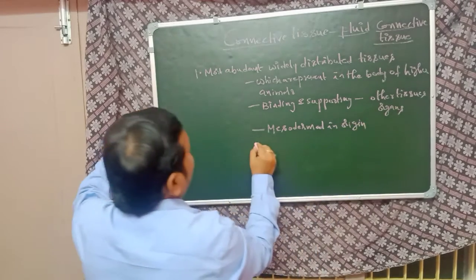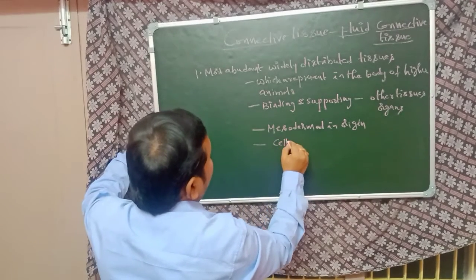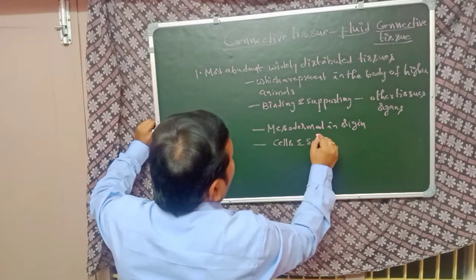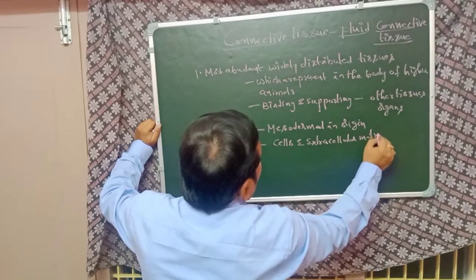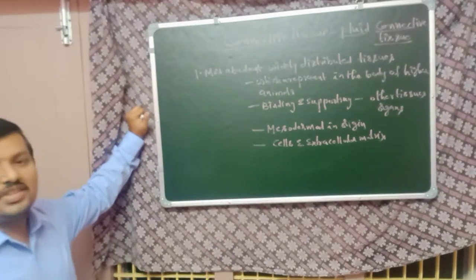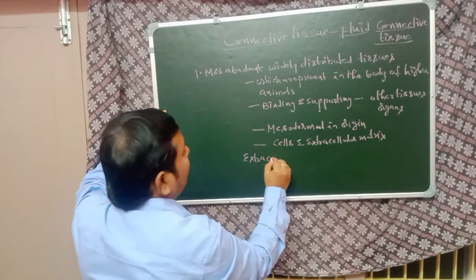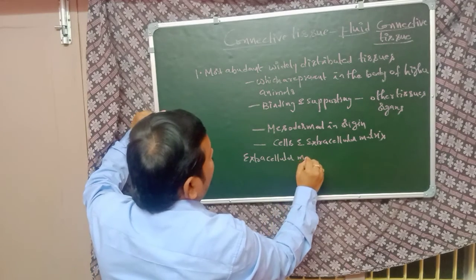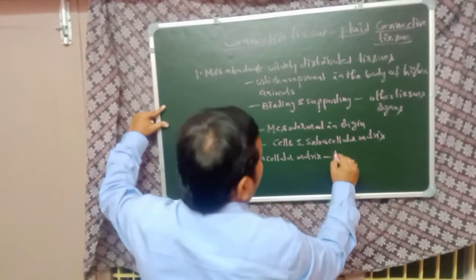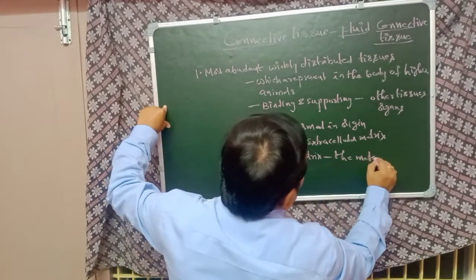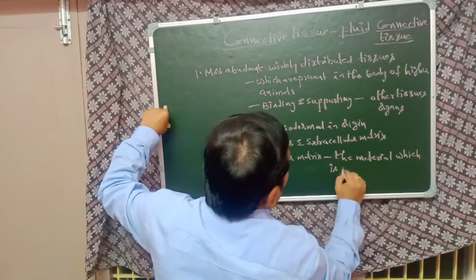The connective tissues are composed of cells and extracellular matrix. What is the meaning of extracellular matrix? Matrix is the material which is present outside of the cells.